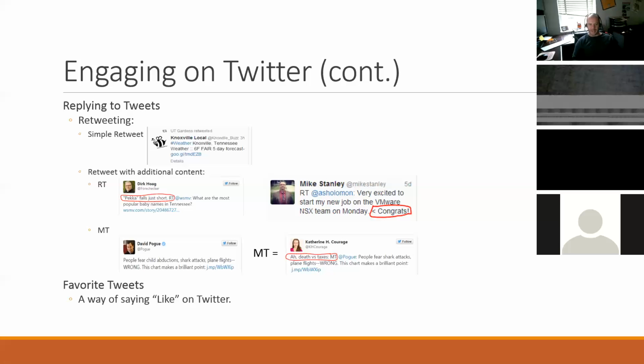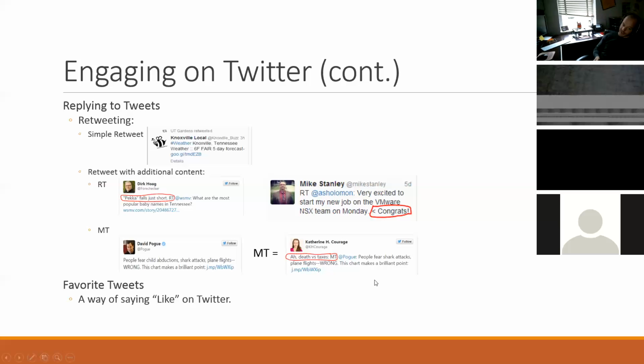Sometimes you may see, and I don't know why people still do this because it takes up more time or more space, but sometimes you'll see MRT, standing for modified retweet. So I think MT is very appropriate and just fine for what we're doing.